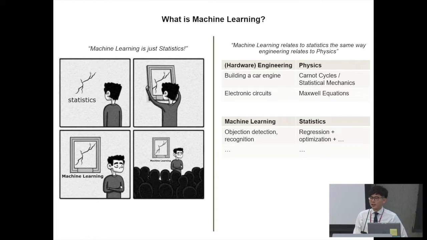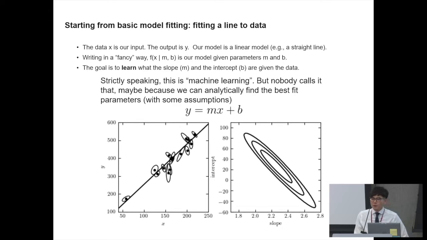It's useful to understand statistical mechanics or Maxwell's equations, but you don't really need to know that, although it's useful to build a car engine or circuit boards and so on. Similarly, it's useful to understand the underlying statistics like linear regressions, optimizations, and so on. But in the machine learning AI world, we call these applications object detection and recognition, and nowadays LLMs and so on.